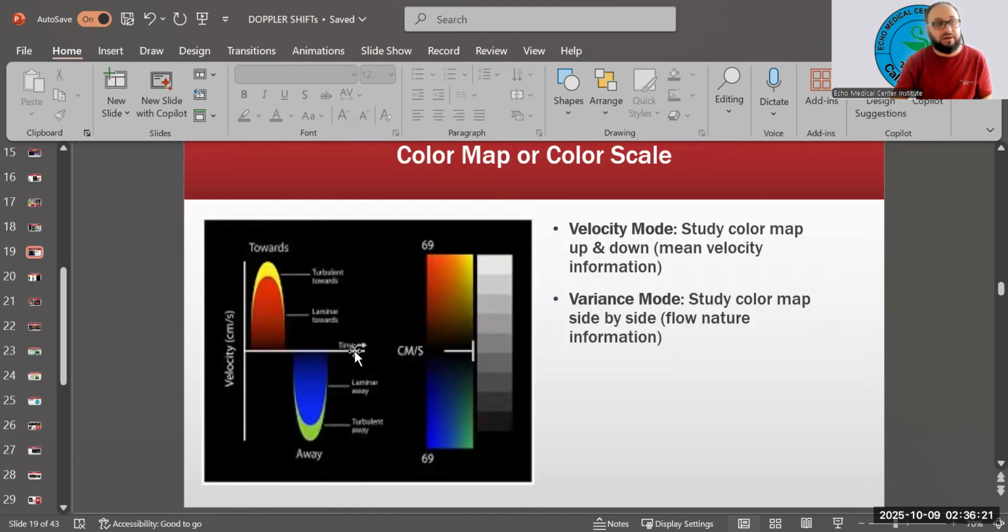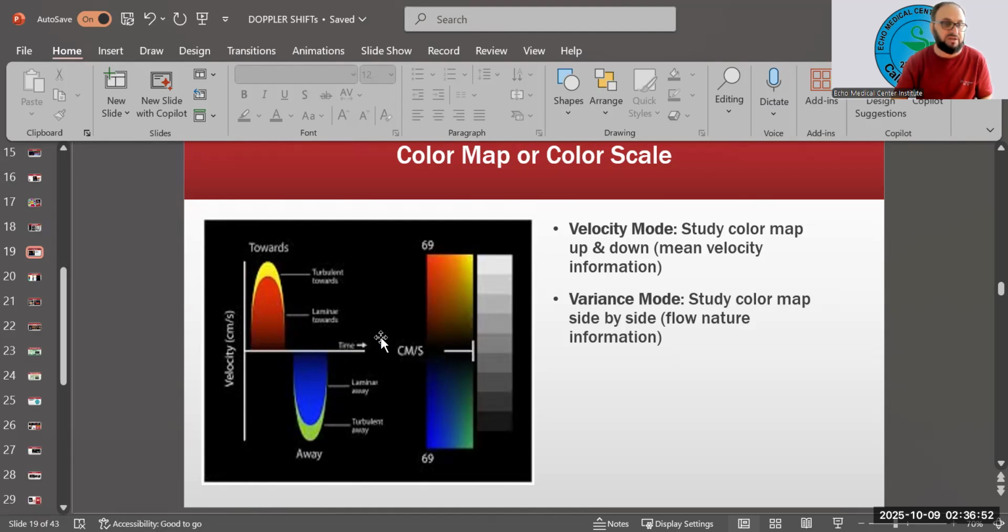Now, the color bar can give you two types of information. One is called velocity mode information, and the other one is called variance mode information. Velocity mode we study from up and down. So anything close to the baseline is slow flow. Any flow which is very far from the baseline, doesn't matter if it's on the positive shift or the negative shift, is fast. This is a baseline, it's a zero line.